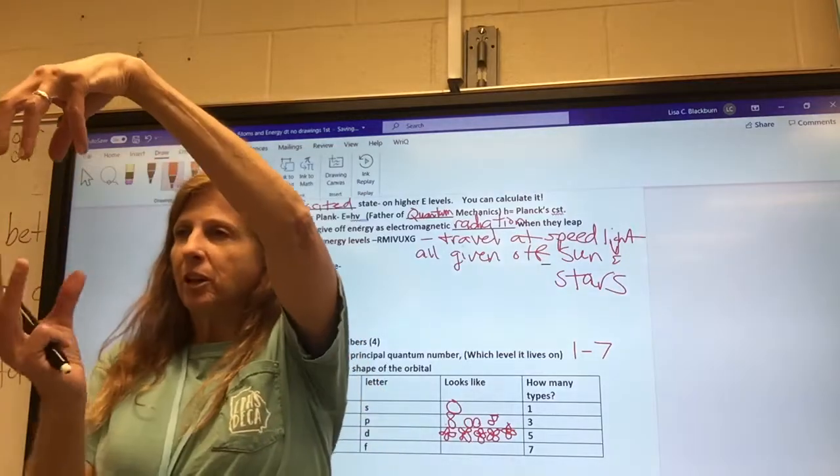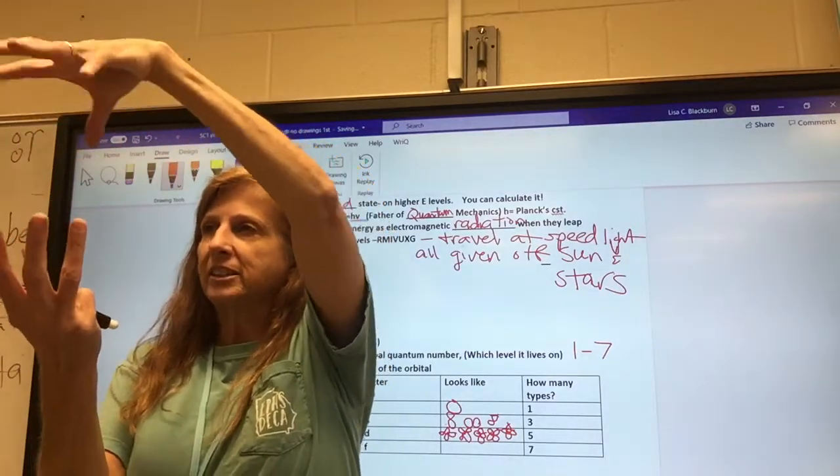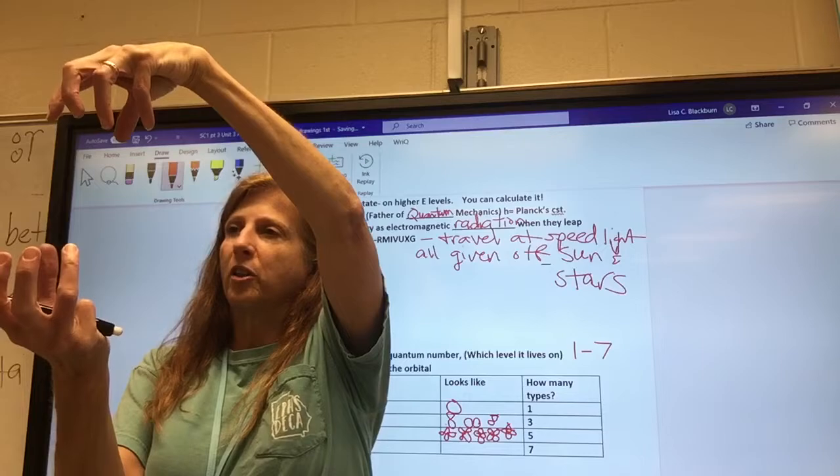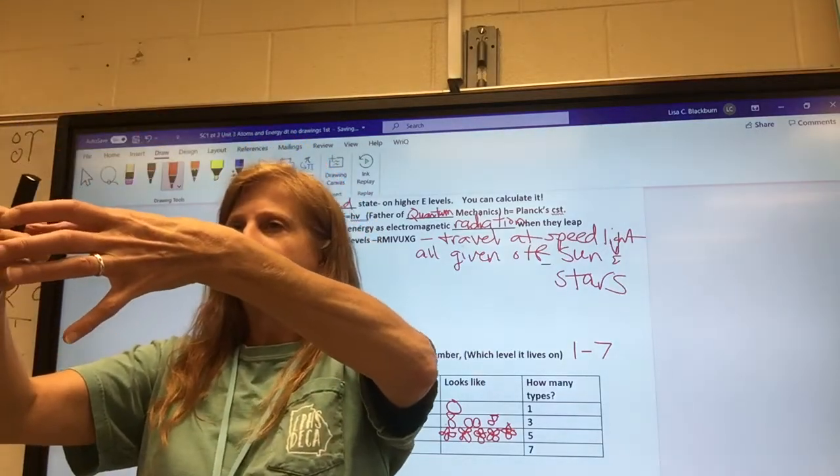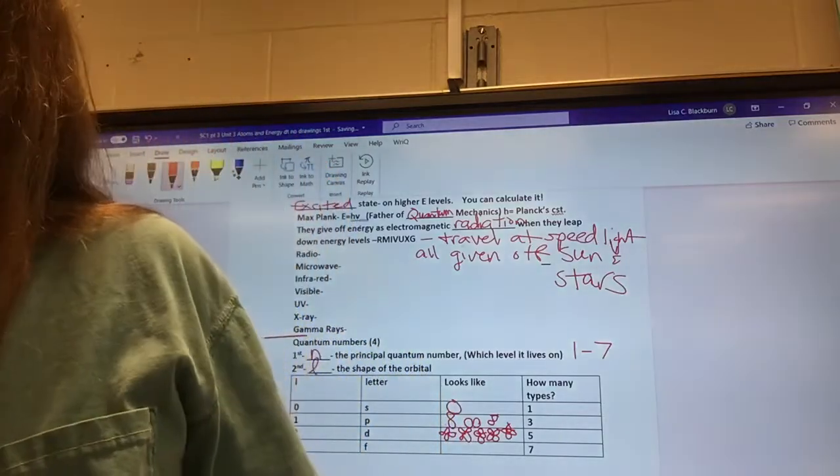It's like if you take a balloon and twist it. So it's got a fat part at the top and a fat part at the bottom. And then you put a donut around it. That's what it looks like.